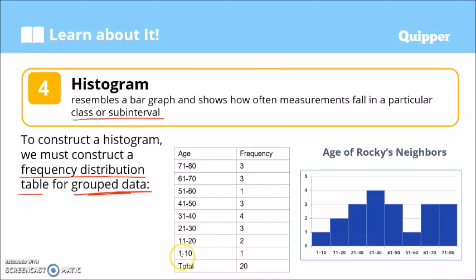So, isa. So, these are ages of Rocky's neighbors. Ano? So, yung age 1 to 10, may isa. Okay? Hindi natin alam kung ano particularly yung age niya. Basta, within this bracket, within this interval, merong isa. Between 11 and 20, merong dalawa. And so on, hanggang 71 to 80, merong tatlo. Okay, so this is now the frequency distribution table of the age of Rocky's neighbors.